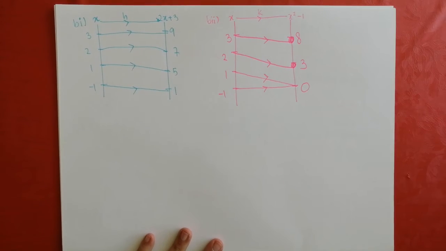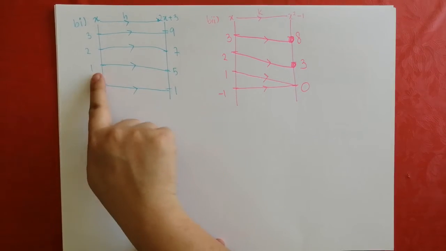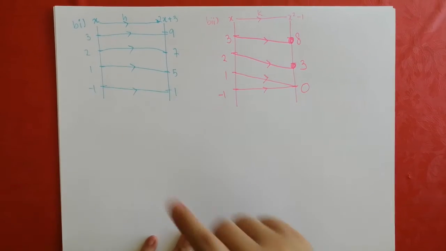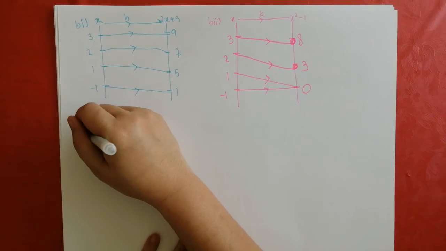Then now we're moving on to part C. Identify what type of function those are. So the first one, function h, what type of function will this be? If you look at it, it's a one-to-one function.